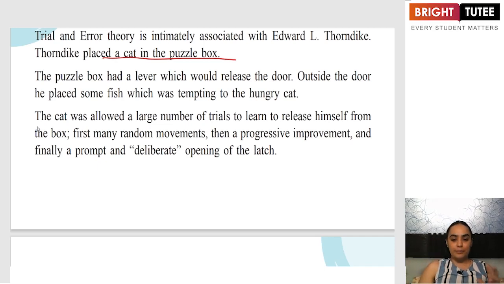First, what happened? There were all the random movements. The cat must have tried to scratch with the help of claws, must have even made some sounds, tried to move here and there. And in those random movements, coincidentally, the cat would have pulled down the lever. The moment the lever was pulled down, the cat saw the door opening, went out and got the fish. Now the cat understood progressively, gradually, after multiple attempts, that on pulling down the lever, the door will open and the cat will get a chance to go out and eat the fish. So this the cat learned after making trials and errors. There were many efforts, multiple trials made by the cat, multiple times the cat would have failed, but finally the cat achieved what it wanted, the fish lying out.